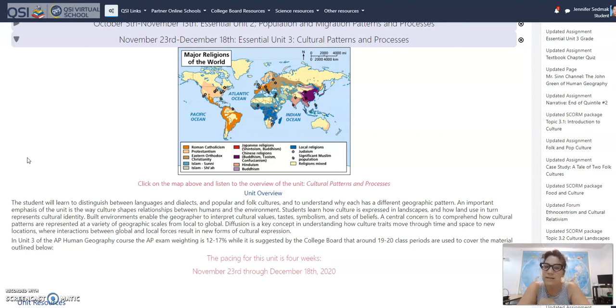We'll then get into looking at diffusion, different types of diffusion. There are categories like hierarchical versus relocation. We'll look at those different types of diffusion and then get into talking about historical and contemporary causes for diffusion. We'll do a few case studies in terms of how culture has diffused over time. And then we'll look very closely at religion and language particularly. So those are the main features of the unit.